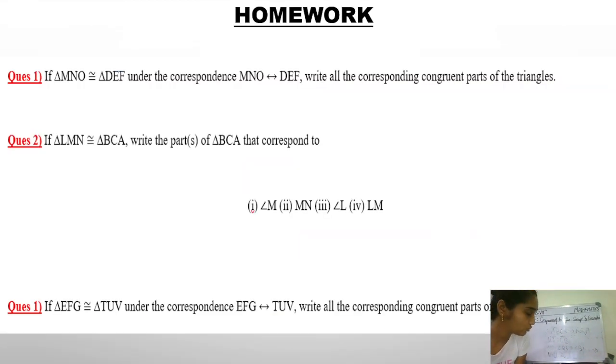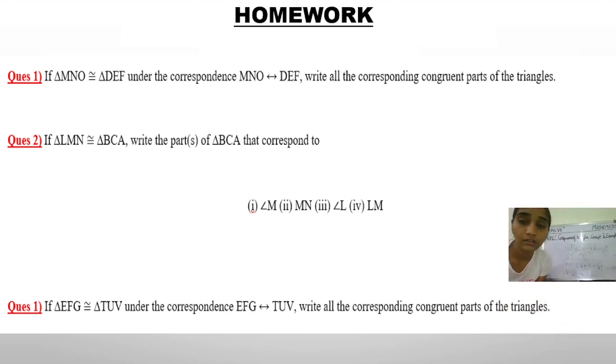So now it's time for you to do the homework, students. Question 1: in the triangle MNO which is congruent to DEF, under the correspondence MNO to DEF, you have to write all the corresponding congruent parts of that triangle. And question 2 is that you have to write the parts of triangle BCA which are corresponding to angle M, MN, and LM, where LMN corresponds to triangle BCA. Okay. And question 3, students, what you have to do: given that triangles EFG and TUV are congruent under this correspondence, again you have to write all the corresponding parts of the triangles.